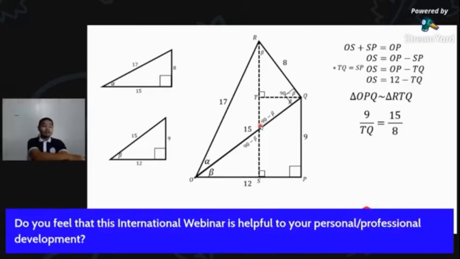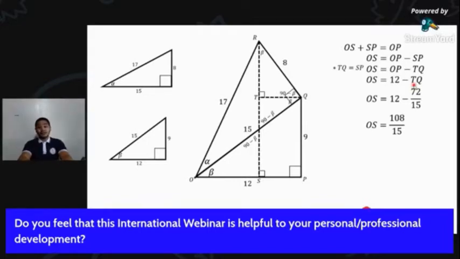Now, solving for the value of TQ, it will be like this. 9 times 8, that would be 72. So TQ will be equivalent to 72 over 15. I won't express that fraction in lowest terms. Later, you will see why. Now, substitute TQ by 72 over 15. So OS will be equal to 12 minus 72 over 15. Solving that, OS will be equal to 108 over 15. So remember that one: OS is equivalent to 108 over 15.